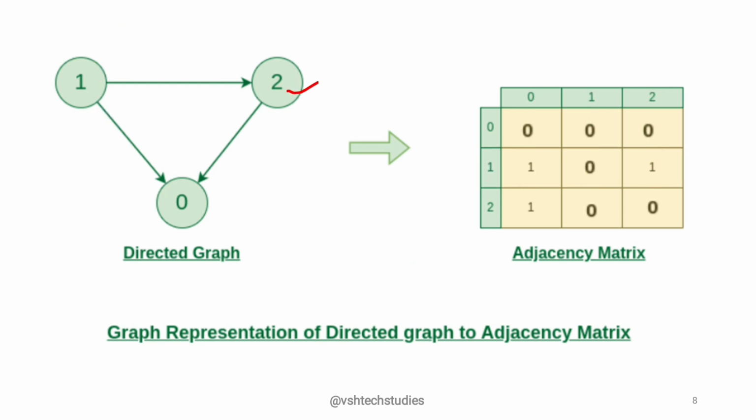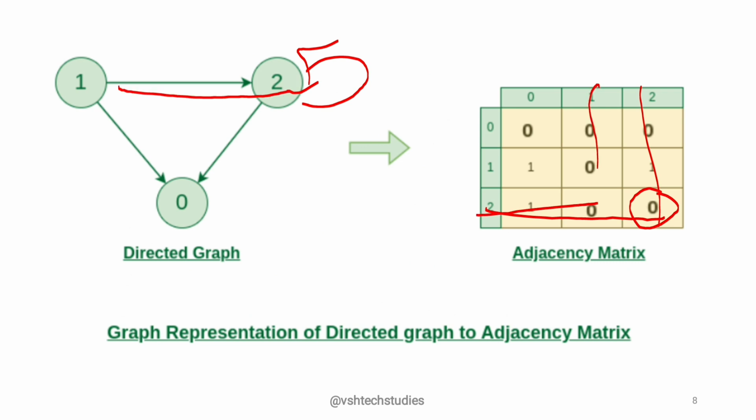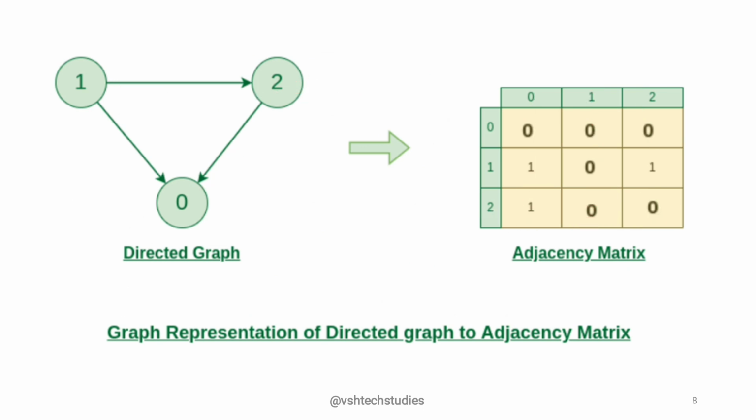Next for vertex 2, 2 to 2 there is no arrowed line, so 0 is filled. 2 to 1 there is no arrowed line, so 0 is filled. But 2 to 0 there is an arrowed line, so 1 is filled. This is how the adjacency matrix for the given directed graph is written.